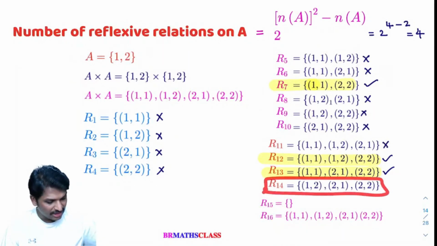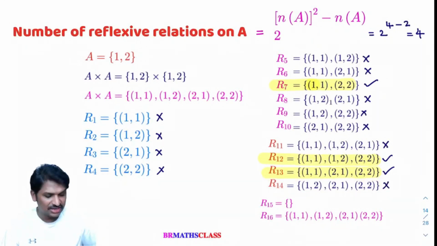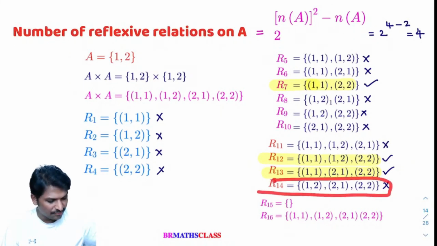Observe this R14. R14 is not reflexive. Why? Because 1 comma 1 is not in this relation. 1 comma 1 is not in this relation. That's why R14 is not reflexive.